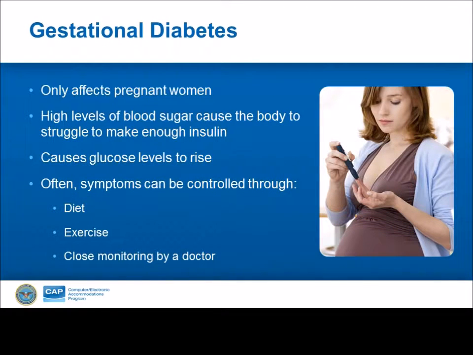Gestational diabetes is similar to type 2 diabetes, but it only affects women who are pregnant. When pregnant, women may have high levels of blood sugar. If the body struggles to make enough insulin, glucose levels will rise. Most women with gestational diabetes can control symptoms with a proper diet and exercise, as well as close monitoring by their doctor.